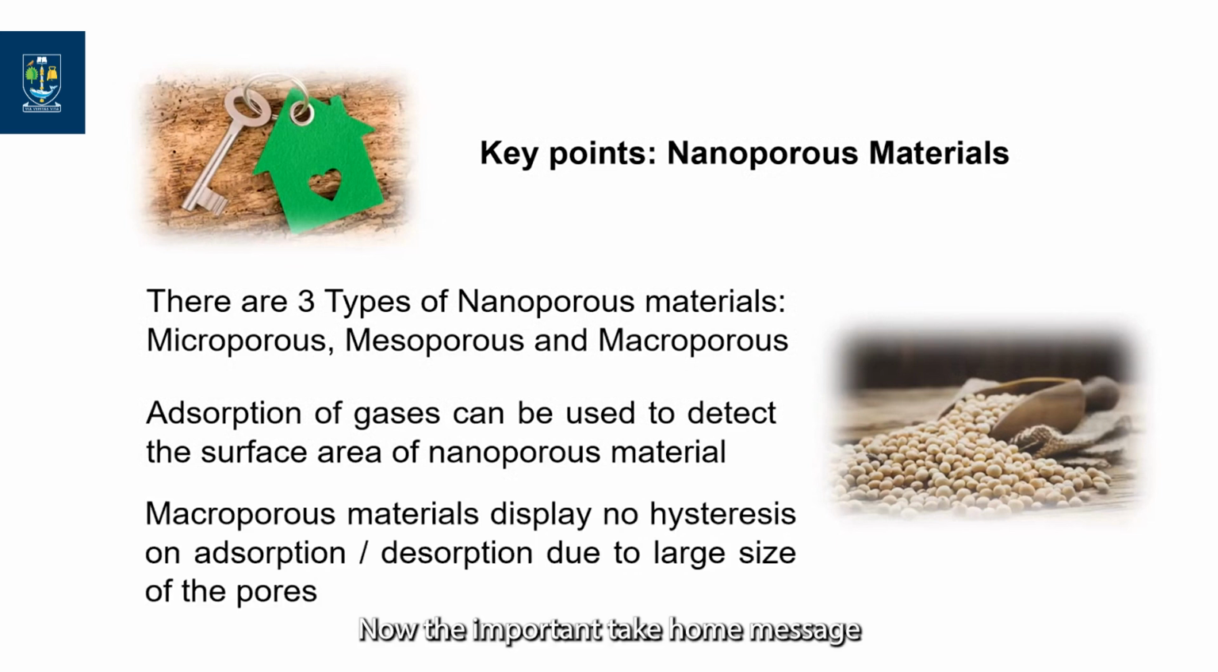Now, the important take-home message from macroporous materials is that all these pores are significantly larger than the size of the molecules adsorbed. That means the gas molecules approaching the surface of macroporous material will consider it as a flat surface, and this has an implication for the shape of the desorption curve. When isotherms are measured on macroporous materials, there's practically no difference between the adsorption and desorption isotherms.